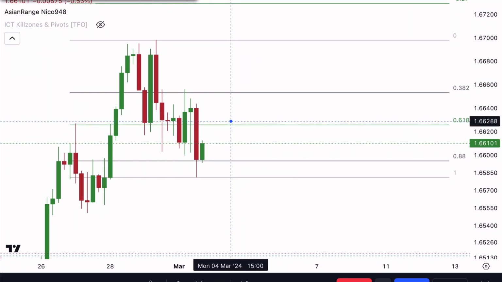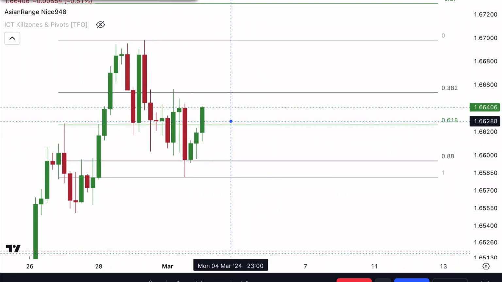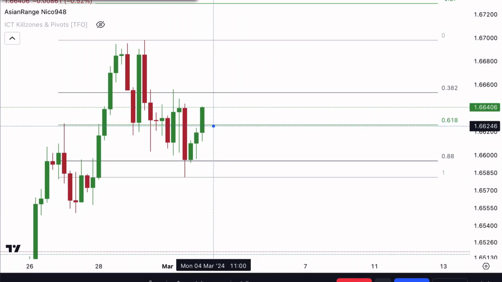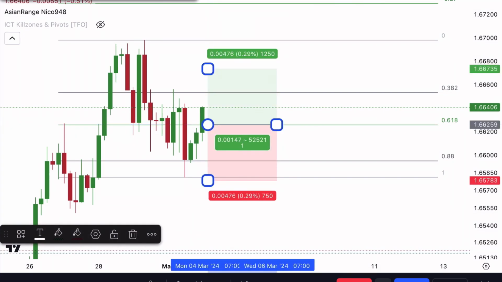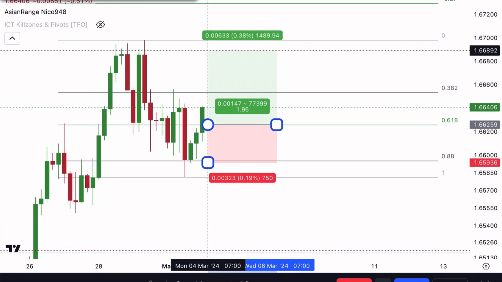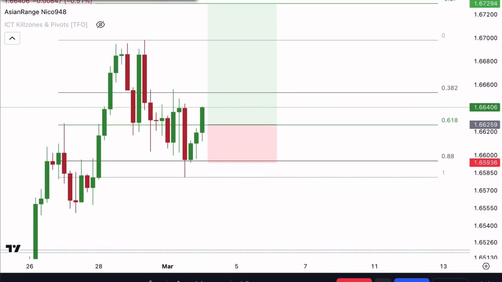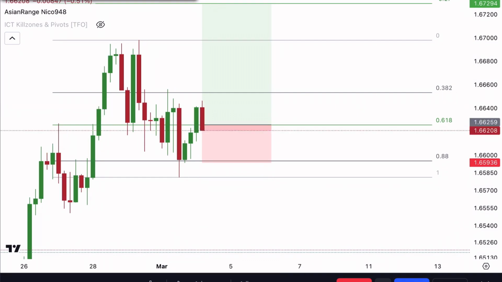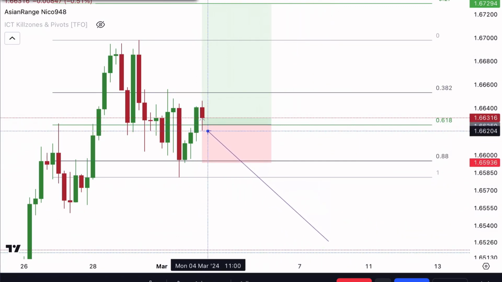First, we're going to wait until it breaks and closes above the 61. Right here, you see it clearly broke and closed above the 61 level. So then we put our buy limit order on the 61, our stop loss on the 88, and our TP on the negative 27. Now we just wait until price taps us in. As you can see, price has clearly tapped us in, and we are now in the trade.